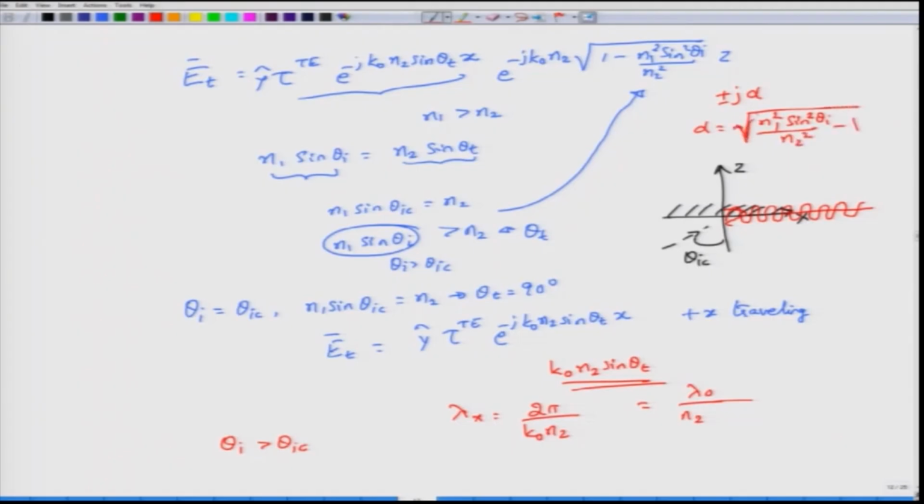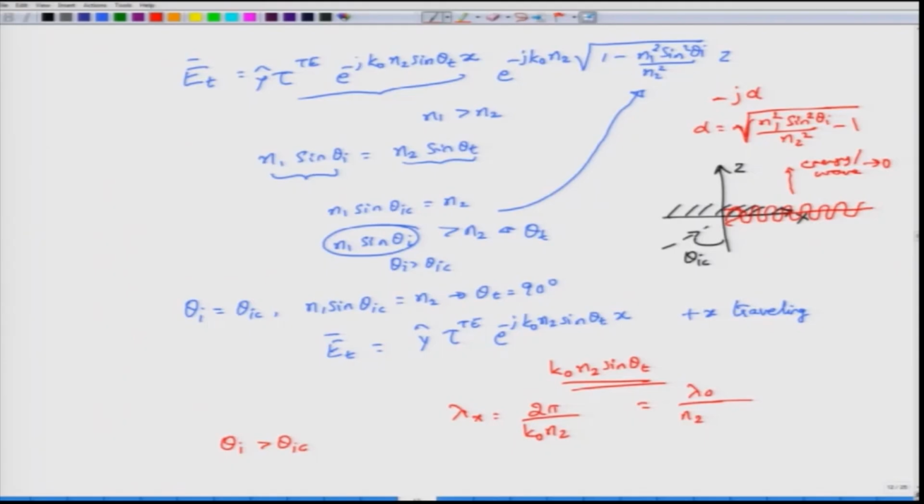So, should I choose plus j alpha or minus j alpha? Now, physically what I know is that if I move far away from the interface, I should not expect any energy, nor should I expect any waves. So, these waves should actually go to 0. If I had e power minus j k0 n2 and I choose plus j alpha, then minus j and j would actually become positive, and this fellow would actually grow along with z. Therefore, the correct sign that we need to choose for this alpha is that of a minus sign. So, I have minus j alpha.